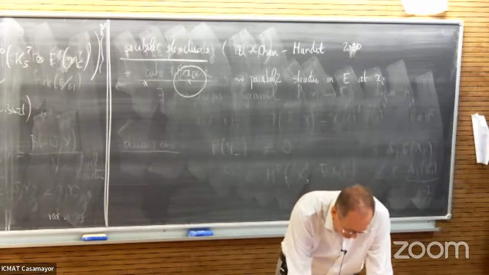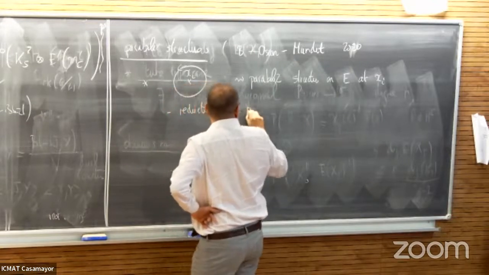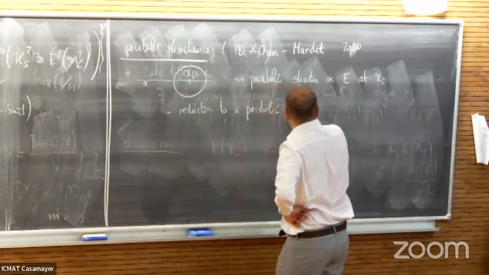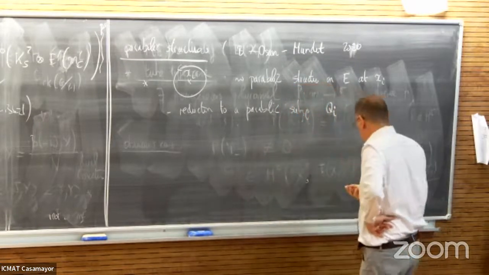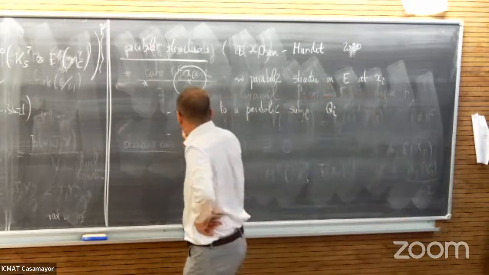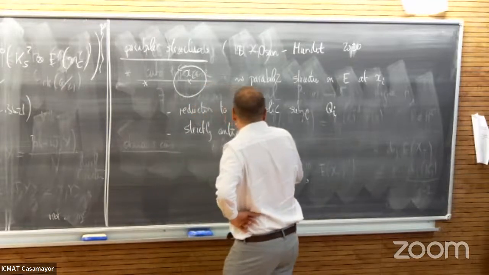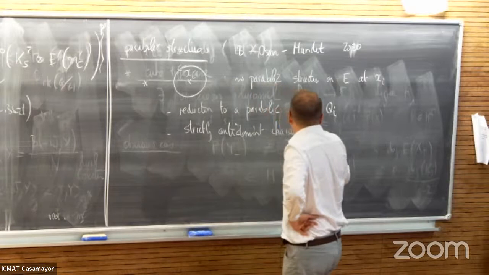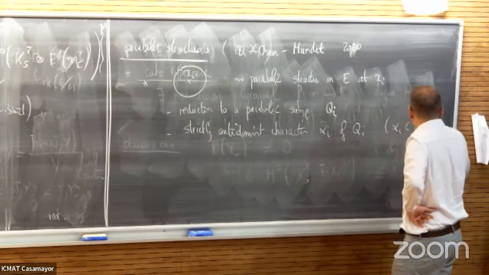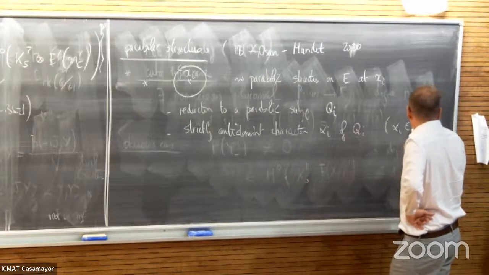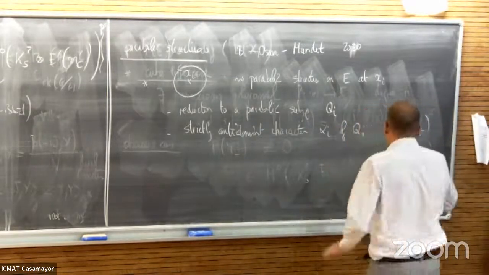Which is the following. You have a reduction to a parabolic subgroup Qi at the point xi, and you have a strictly anti-dominant character alpha i of Qi, which I see as an element in the compact. No, not in the compact, in iH. No, in the compact, sorry. Right, in the compact.